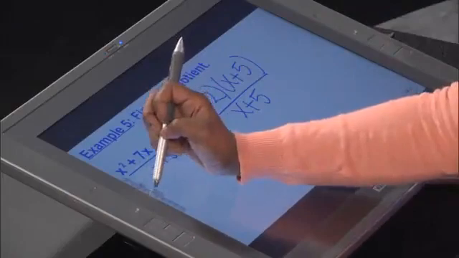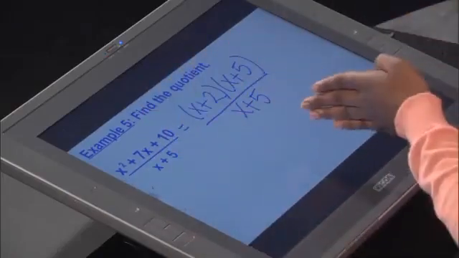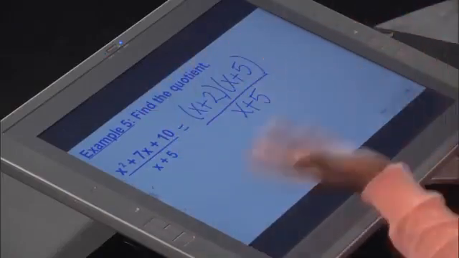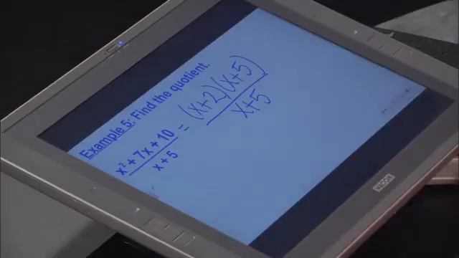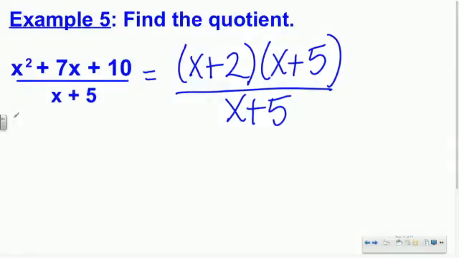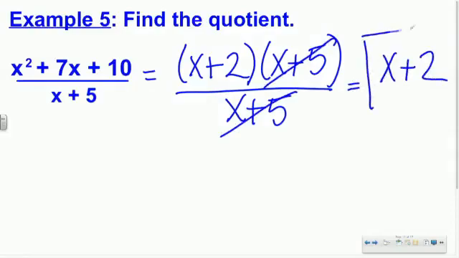If you remember what we did in the last problem, this is the point where you see what you can cancel out, what's common to the numerator and the denominator. And in this case, it's x plus 5. So cancel those out, and you're left with x plus 2. And that is your answer for this one. All right, let's keep going.